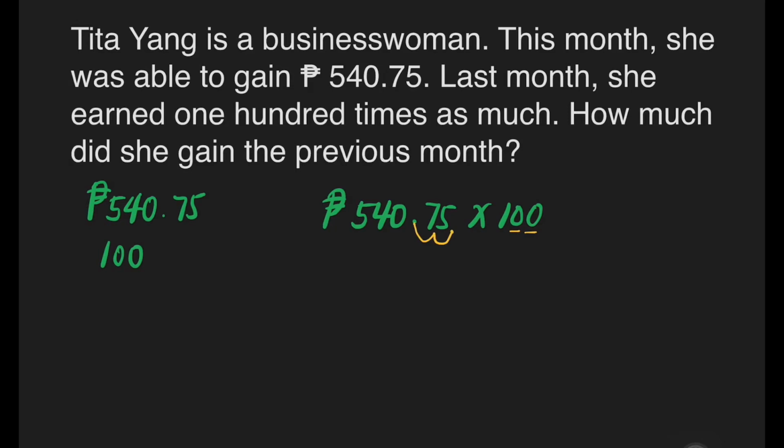It means our answer is, we'll just write all these numbers, 54075. And then we can put a decimal point here because we are using money. It means our answer is 54,075 pesos. Tita Yang was able to gain 54,075 pesos last month.